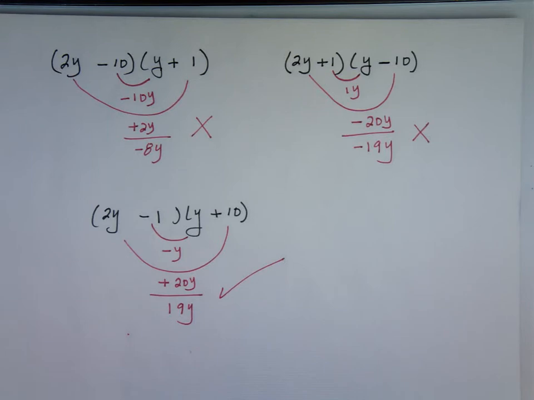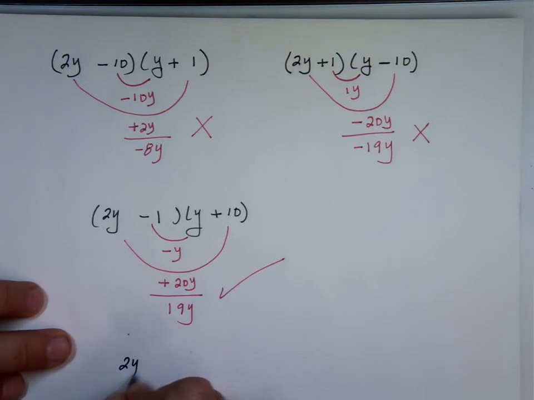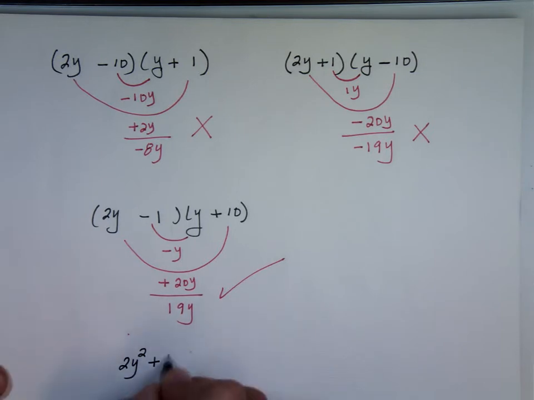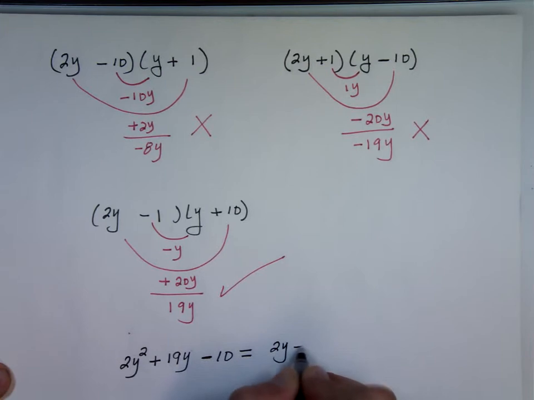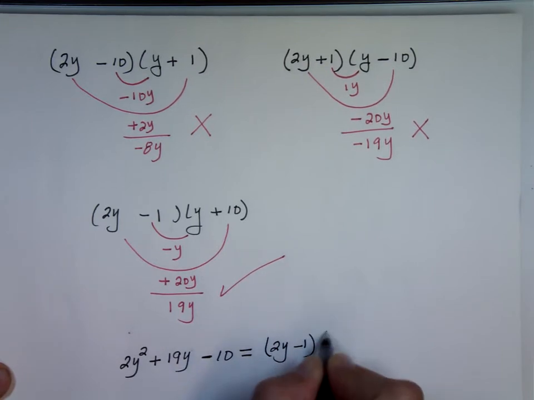And it could get worse than that. Sometimes you're lucky enough, and after one or two tries, you get the answer. And others, you spend 10 minutes working on the problem before you hit that answer. So the factoring for this is going to be 2y minus 1, y plus 10.